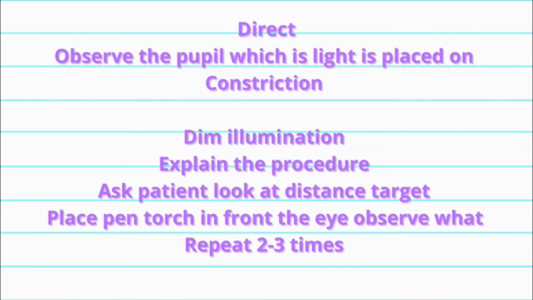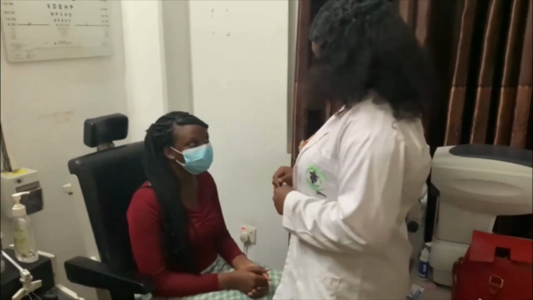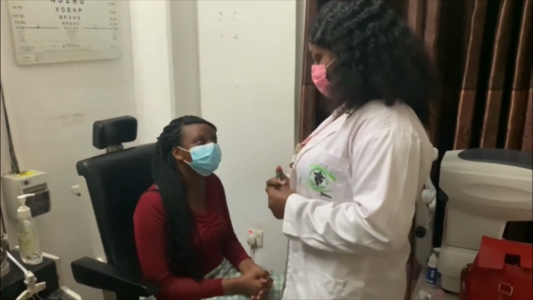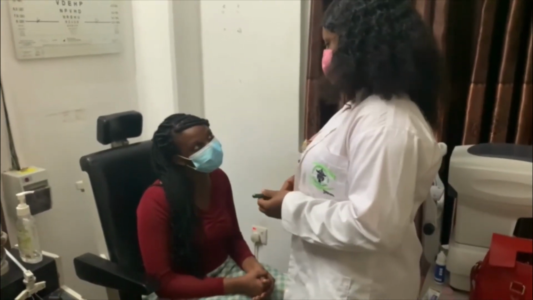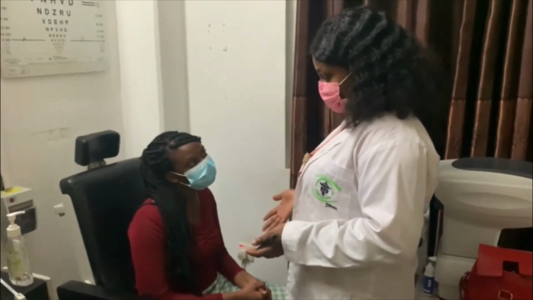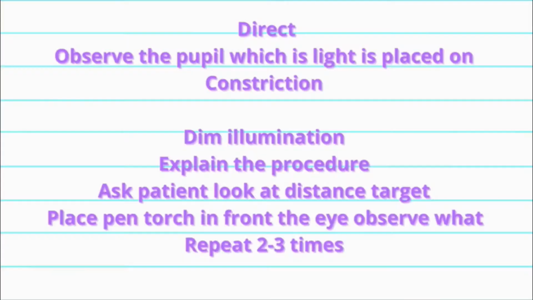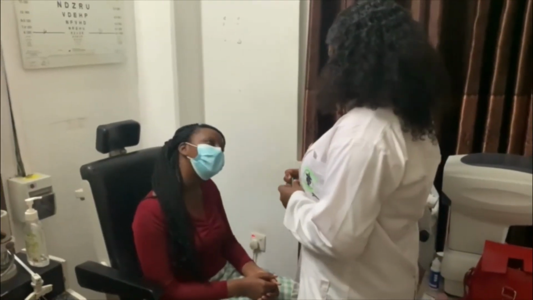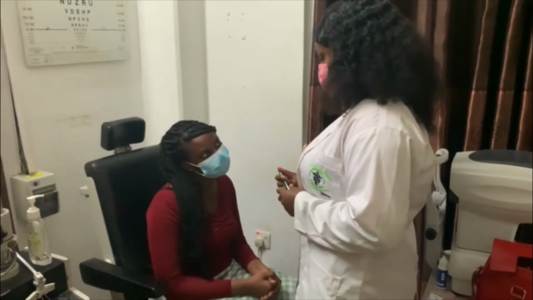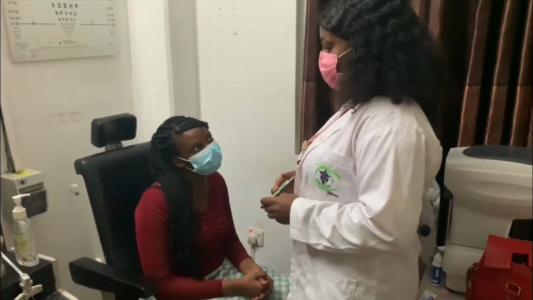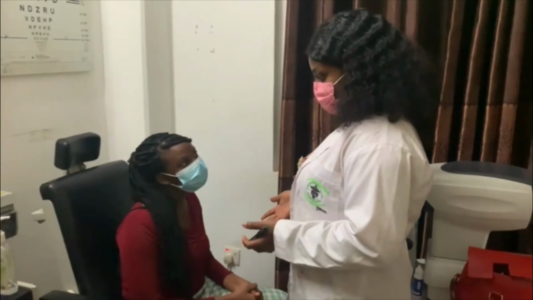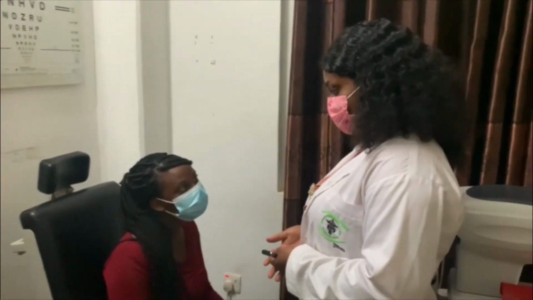So if there's a distance VA chart there, you can ask the patient to focus on an optotype. You then place the pen torch or the pen light in front of the eye you want to observe, slightly below the visual axis, and you repeat this procedure 2 to 3 times to confirm your findings. You also take into notice the size of the person's pupil, the shape, and how fast it reacts.